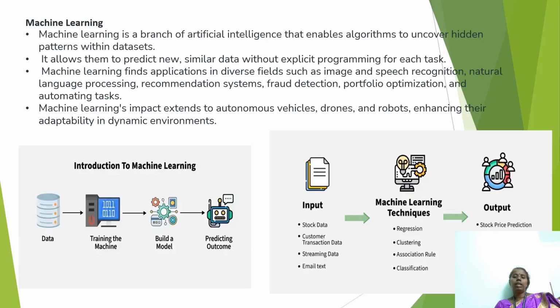So what will they take as input? See one example. We take input such as stock data, customer transaction data, streaming data, email, text, whatever input we take from different sources. We use machine learning techniques. Many techniques are used in machine learning, such as regression, clustering, association rules, and classification. So using these techniques, we can create the model and produce the output. So what type of output do we produce? Stock price prediction and segmentation.